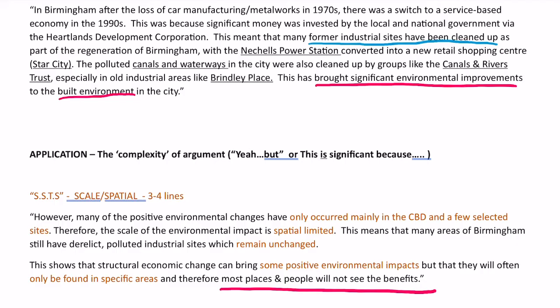So this would be my first opening argument that I would go for if I was writing this essay. I've got a clear point. I've written 3 or 4 lines on explaining that point, and then I've come back with the complexity in the argument, the application, the AO2. This again is AO2 being applied here. And here I've gone, yeah, but it's not as simple as that. Maybe those positive environmental impacts aren't everywhere.